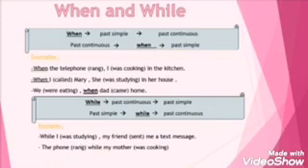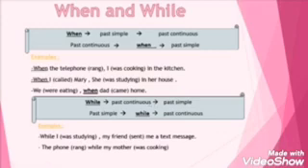And then here, the phone rang, past simple. What comes after while? Excellent, past continuous. While my mother was cooking. Fine. So this is when and while. When and while with the past continuous.